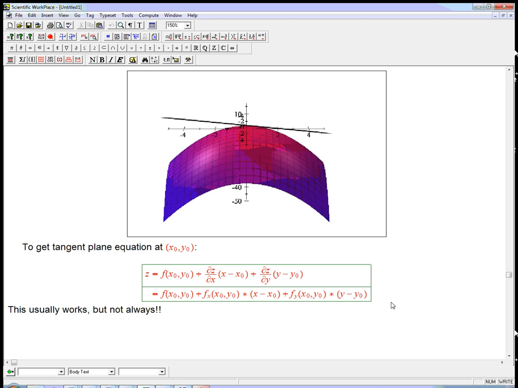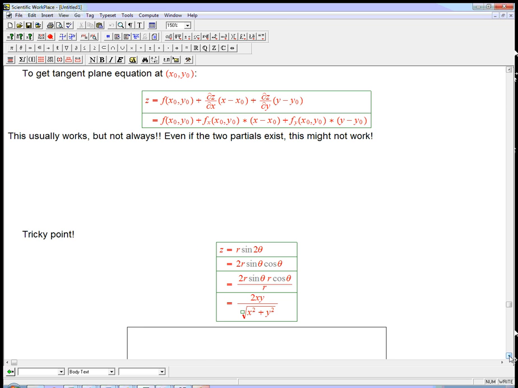Okay, and so you might be able to think, why would this fail? Well, we know from one variable calculus that derivatives don't always make sense. We can't always calculate derivatives, like absolute value of x, or 1 over x at 0. But there's a much more subtle issue. Even if the two partials exist, this might not work. That's a very subtle issue about higher dimensional, multidimensional calculus. Let me show you an example of that.